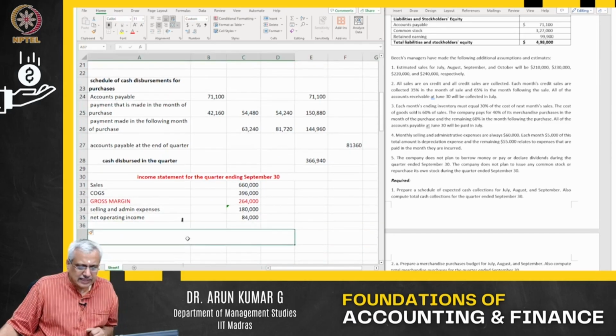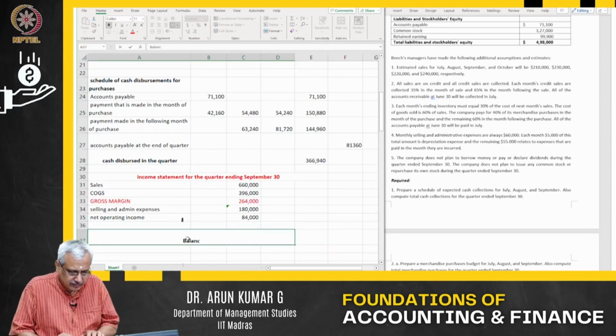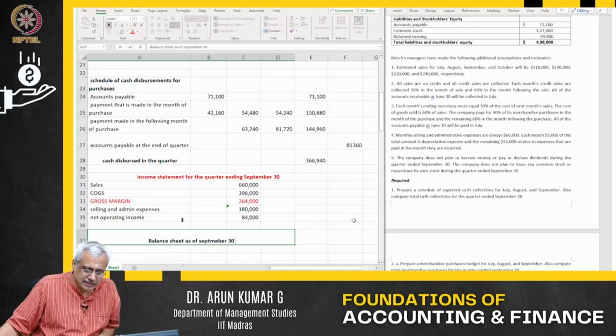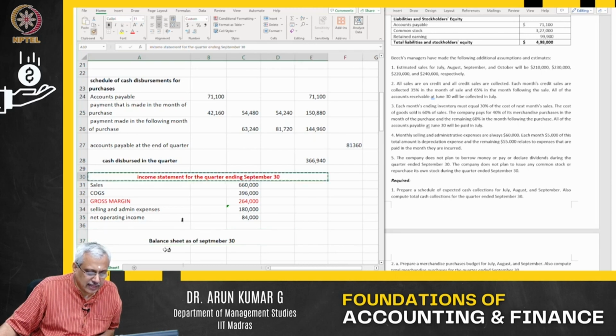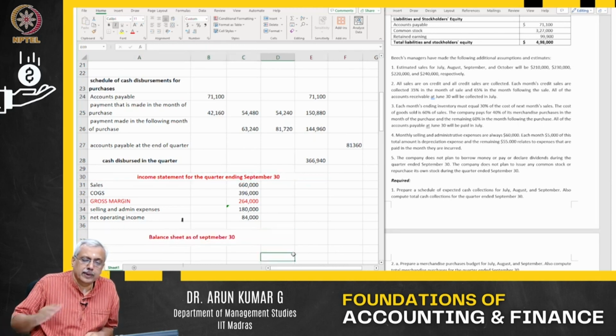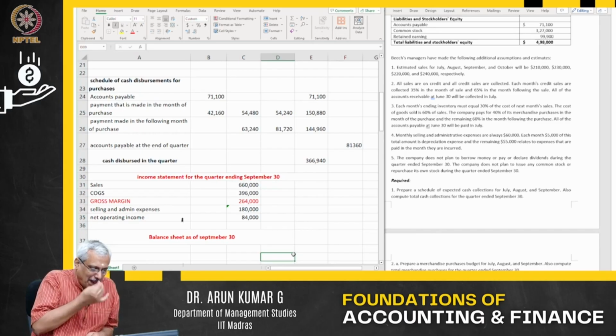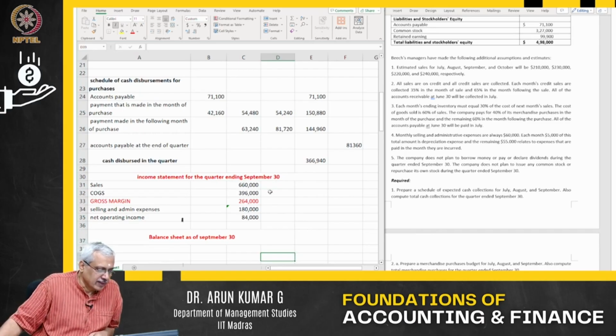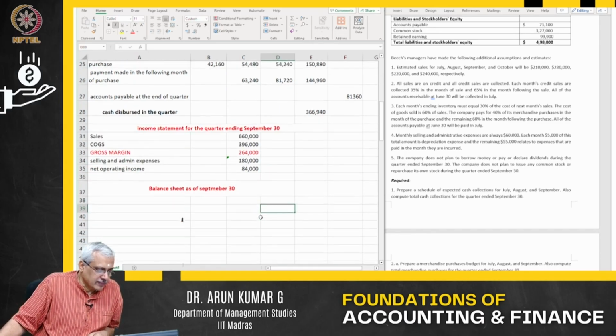Next, I will go to the balance sheet. Balance sheet as of September 30th. That is what I am going to work on here. To get the balance sheet as of September 30th, I need to know the cash balance.